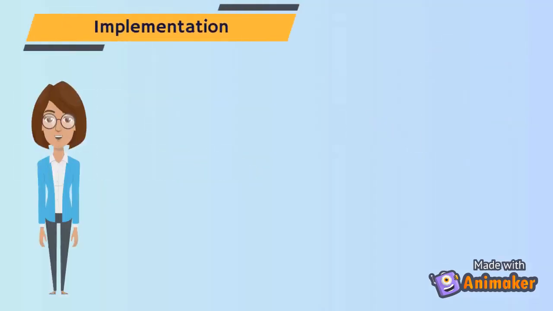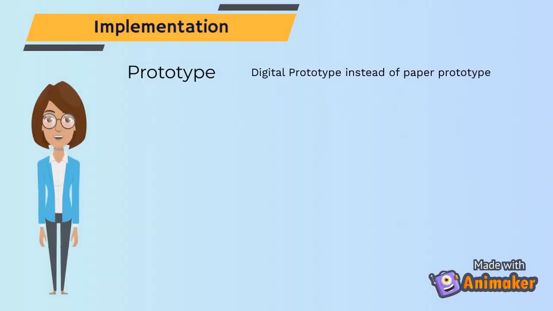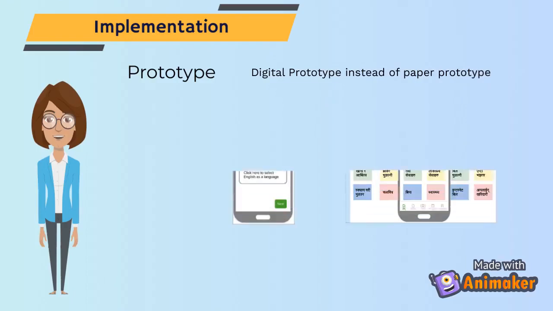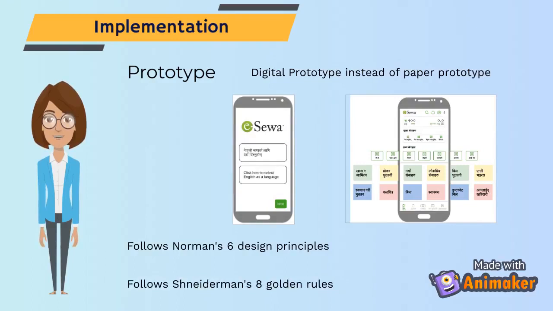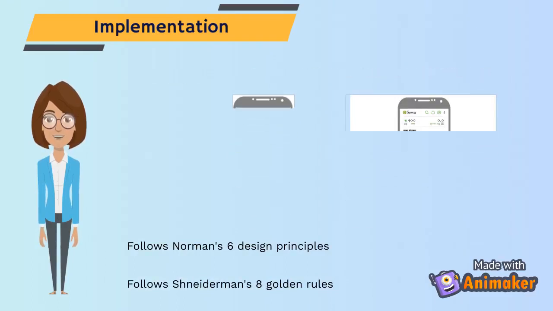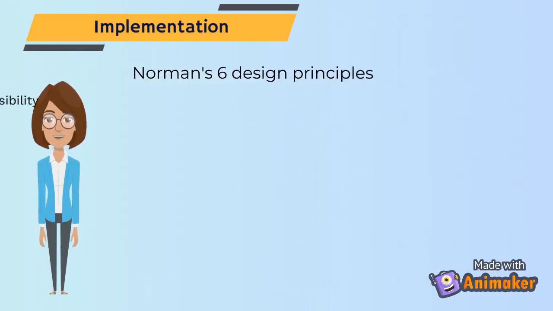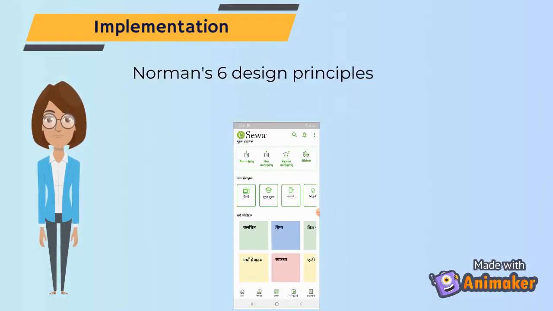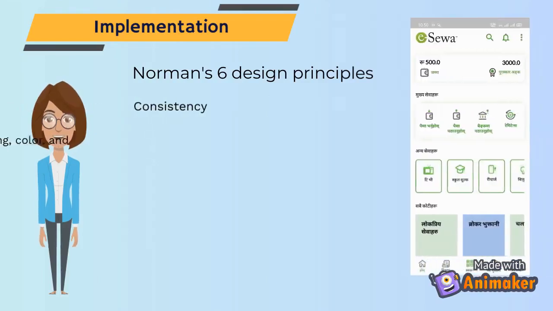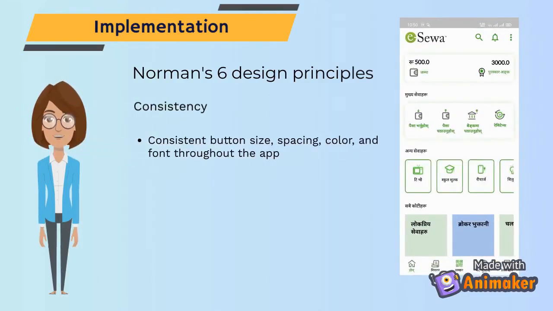Now for the implementation part. Since our research dealt with color combination and visual factor, we used a digital prototype in contrast to a paper prototype. We implemented Donald Norman's 6 design principles and Shneiderman's 8 golden rules for our prototype and reflected the same thing through UI. From Norman's principle, considering the visibility, we decided to change the current vertical scrolling to a horizontal one. Then for consistency, we focused on having consistent button size, spacing, color, and font throughout the app.